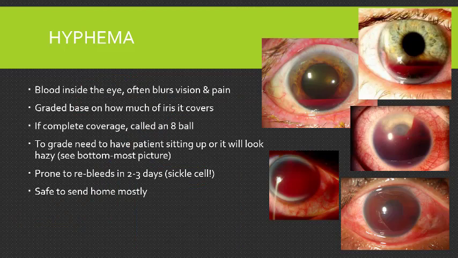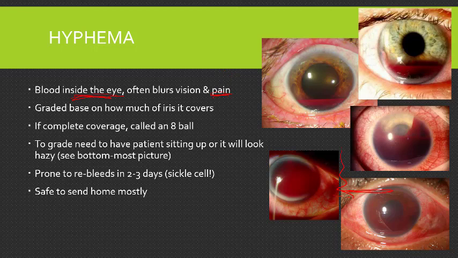All right, next is a hyphema. Hyphema is blood inside the cornea. Now we're not talking about the conjunctiva anymore, we're talking about the cornea. Hyphemas are bad. It means that the inside of the eye has bled. Usually this person can also complain of something like blurred vision, or even sometimes double vision. And that's because you can see that the blood is just floating around in front of their vision and it's clouding their vision. A lot of times these people complain of pain, but sometimes they don't.